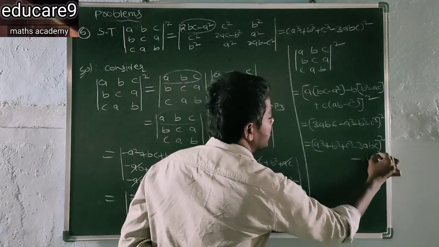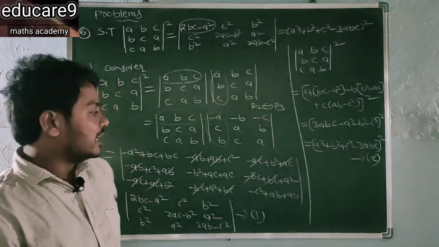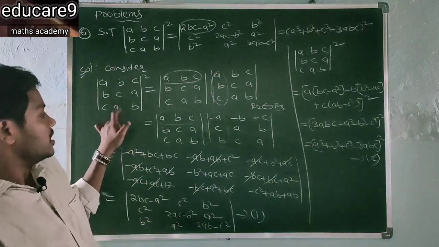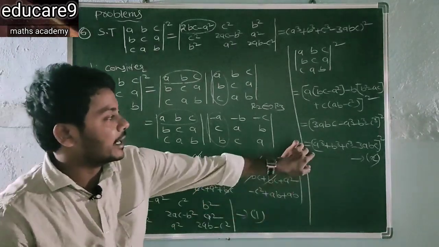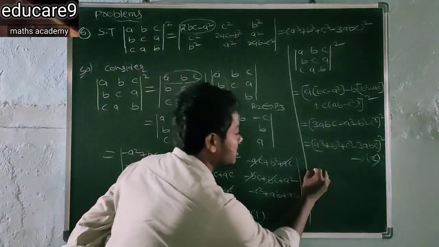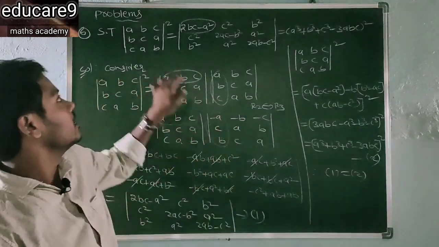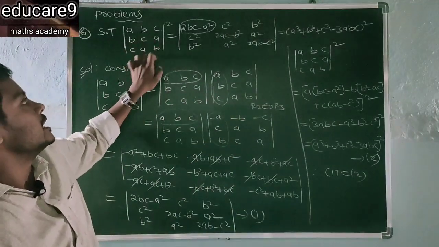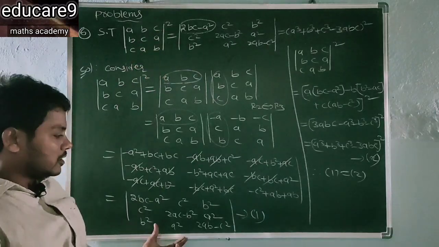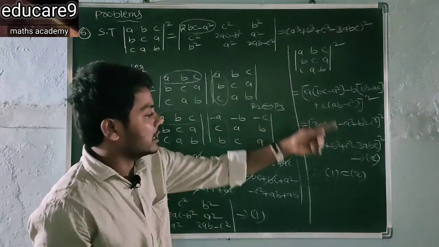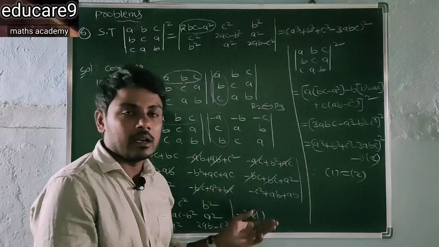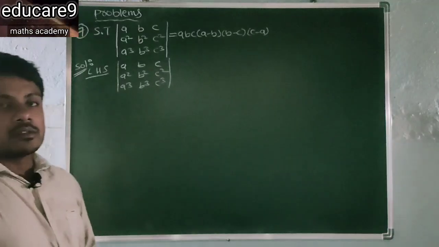This is equation 2. So clearly equation 1 and 2 are equal. Therefore 1 is equal to 2. That means the determinant [A, B, C; B, C, A; C, A, B] whole square, equation 1 and equation 2, these are all equal. So see the next one.